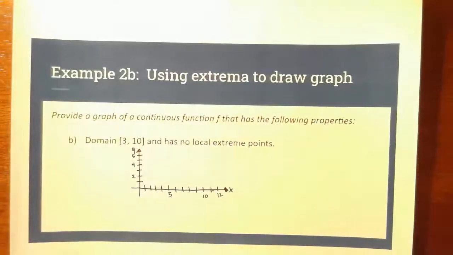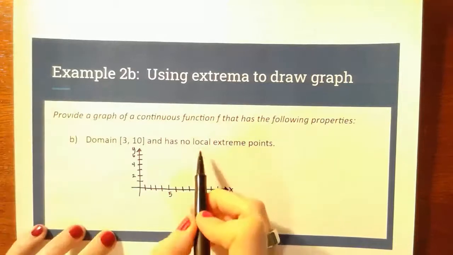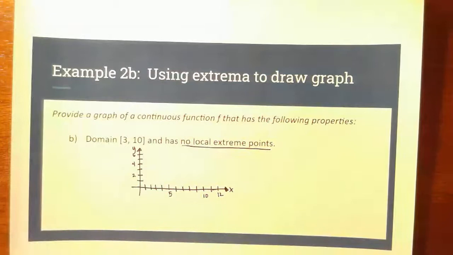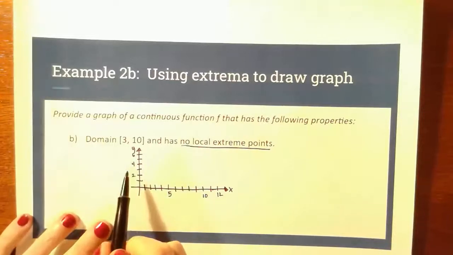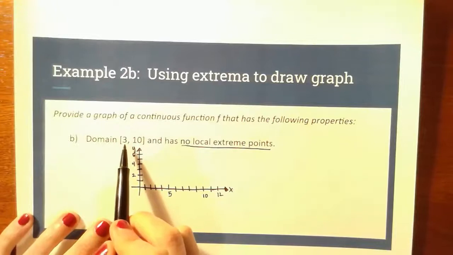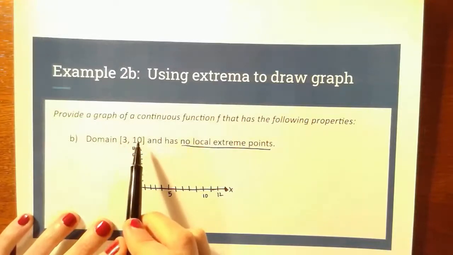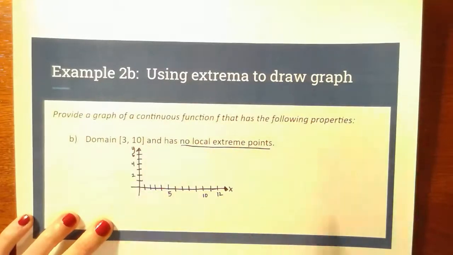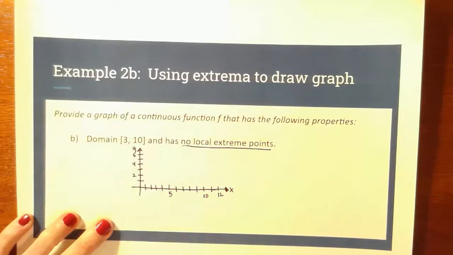And then here we want to create an example of a function that has no local extreme points. So if I want no local extreme points, that means that in between my endpoints, I don't want to have any hills or valleys, because once I create a hill or a valley, that's when I'm going to create an extrema point. So I can have a maximum value or a minimum at 3, and that would become an absolute max or min because it's at the endpoint. And I can do the same thing at 10, have an absolute max or an absolute min at 10. But as long as my graph doesn't wiggle in between those points, I won't create any extreme value.